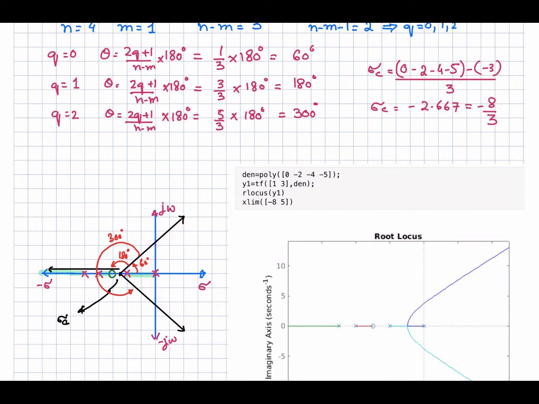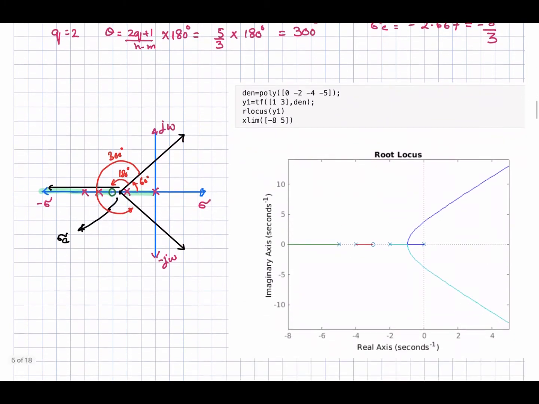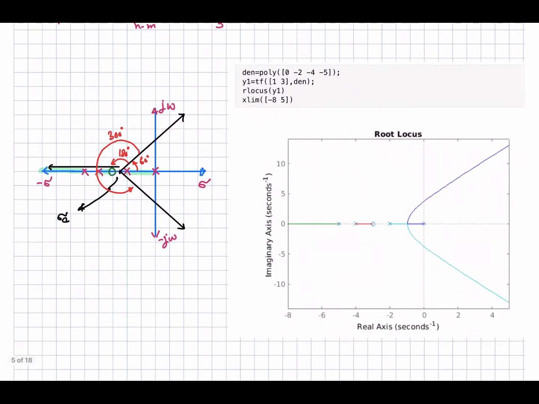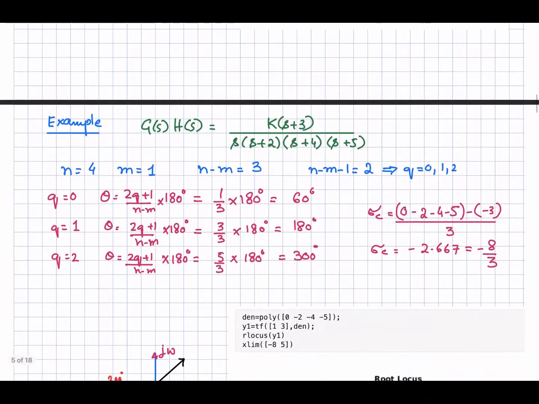So that you can see the root locus from MATLAB. Here we have this command. We have defined the denominator using the roots, using the poles, and that denominator along with the numerator. In the numerator we have 1 and 3.